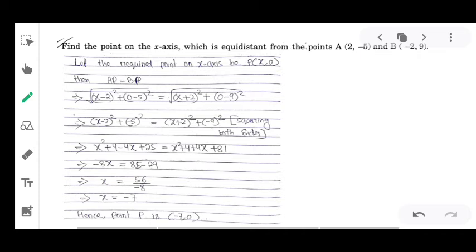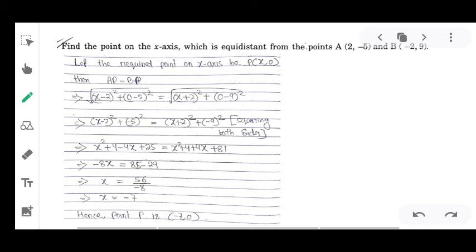Okay, the next question: find the point on x-axis which is equidistant from the points A (2, -5) and B (-2, 9). That means if P is the point on x-axis, then the distance between A and P and the distance between B and P will be same. Okay, so now coming to the solution.